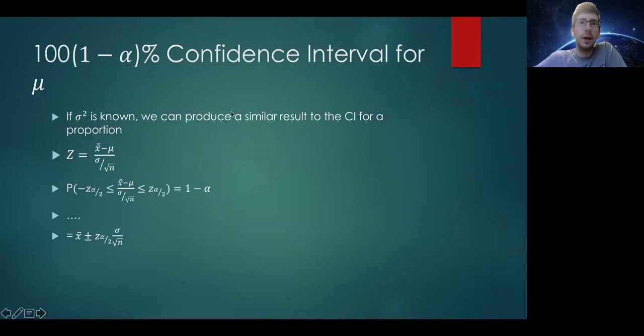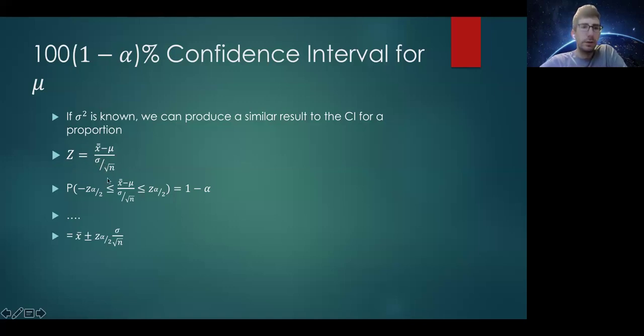So a 1 minus alpha % confidence interval for our population mean mu, instead of our population proportion. If we know the population variance or the population standard deviation, we can produce a very similar result to the confidence interval for a population proportion. If you recall, our z value for the sample mean is x bar minus mu over the population standard deviation divided by the square root of n.